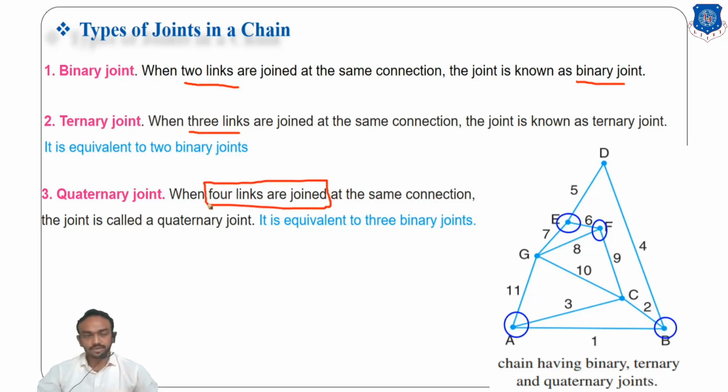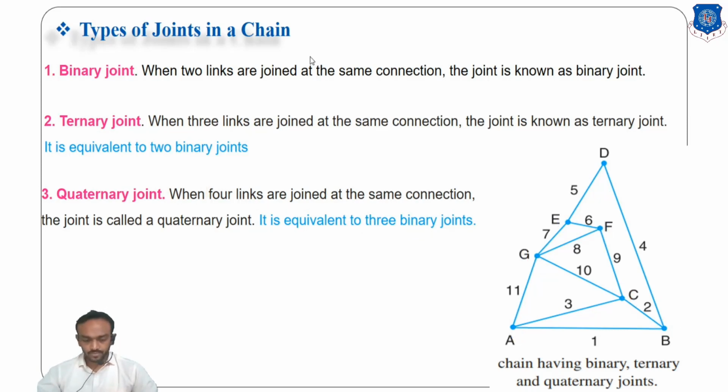four links are connected at the same place, it is known as a quaternary joint. Okay, and it will be counted as three binary joints. Likewise here at point G, there are four links connected. So it is a quaternary joint. And when we want to find which type of chain this is, J is equal to... we have to count three binary joints in place of a quaternary joint.